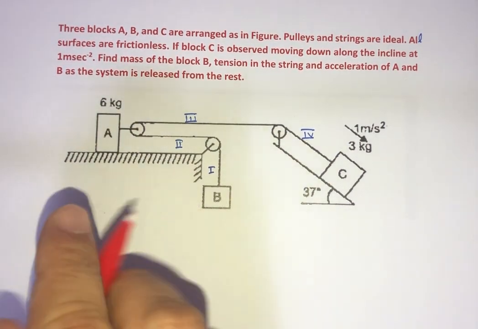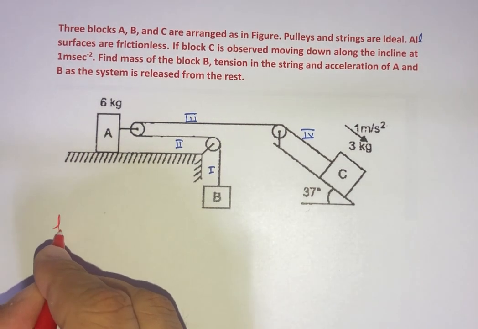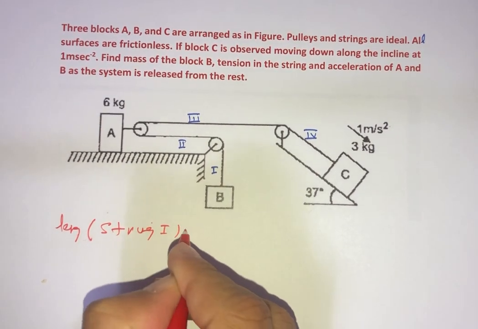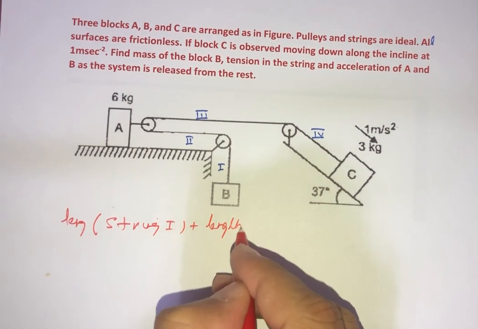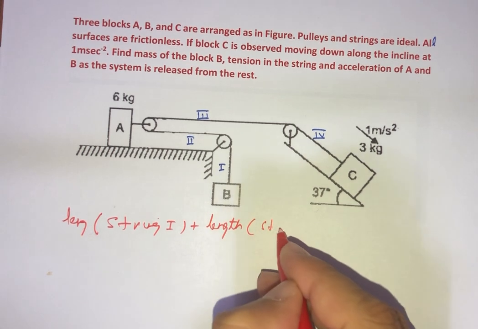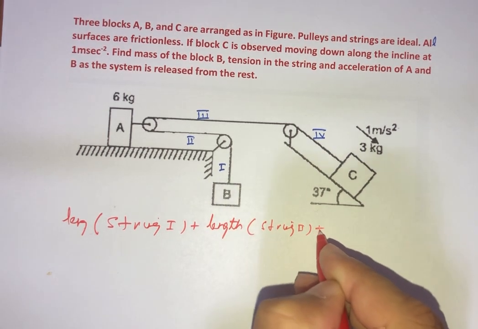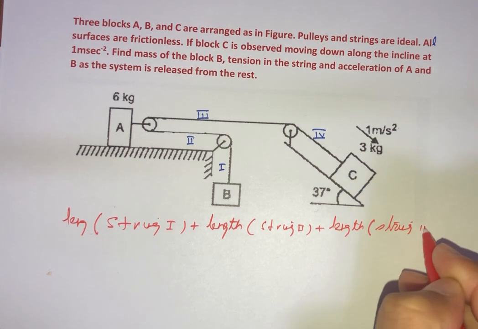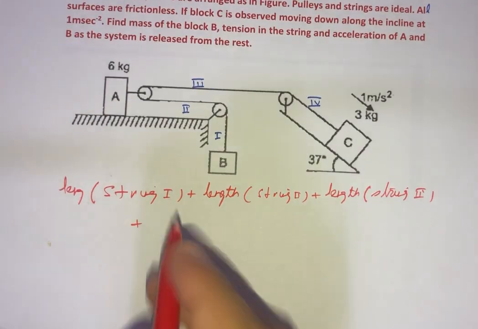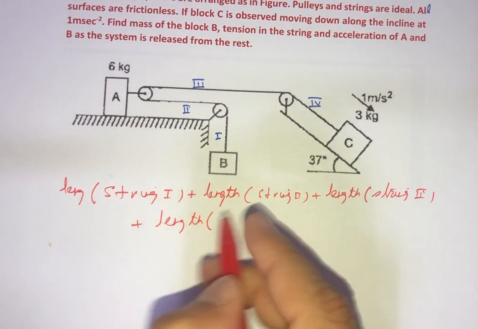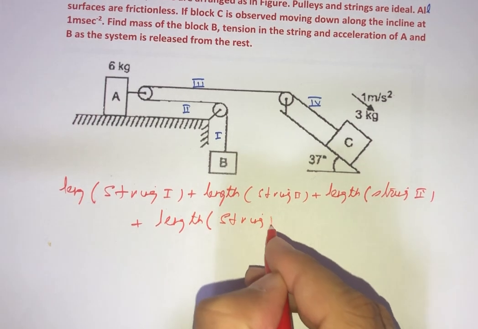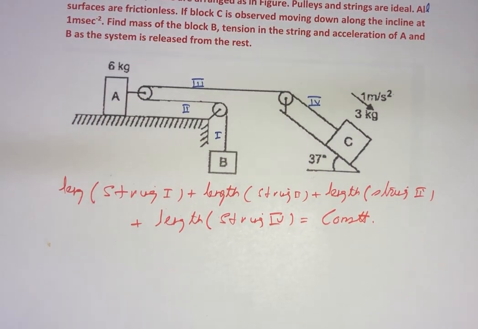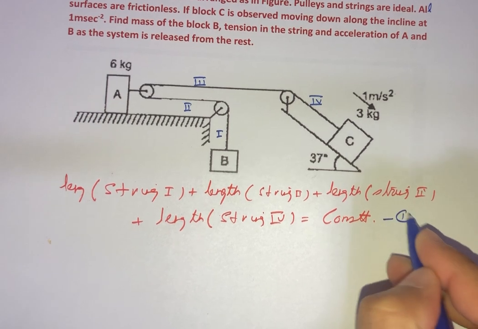It means length of string 1 plus length of string 2 plus length of string 3 plus length of string 4 is constant. Now let us call this equation 1.